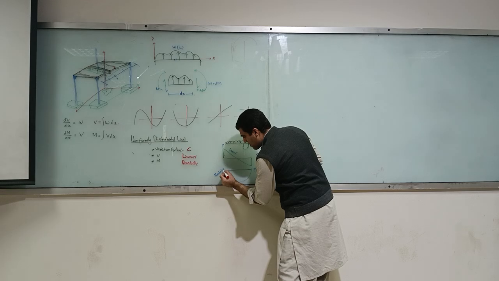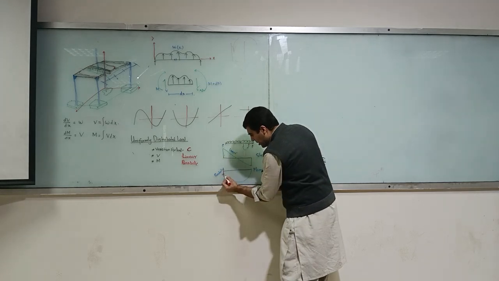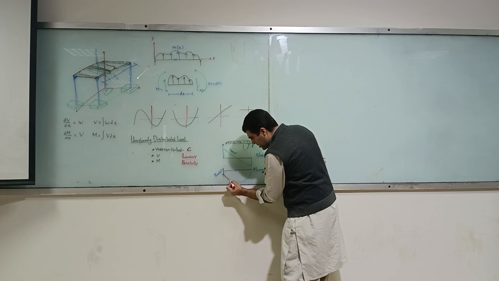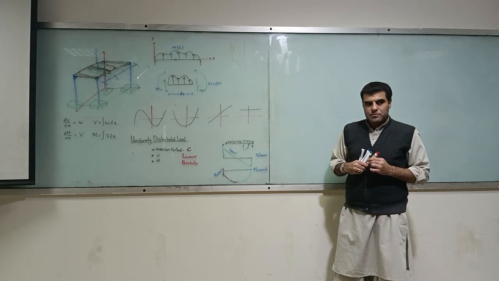See, this is the maximum. Maximum slope is almost 90 degrees, isn't it? Then you look at these tangents. The tangent slope is reducing as you move towards the midpoint.